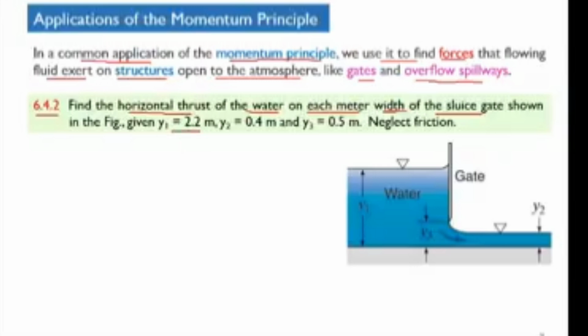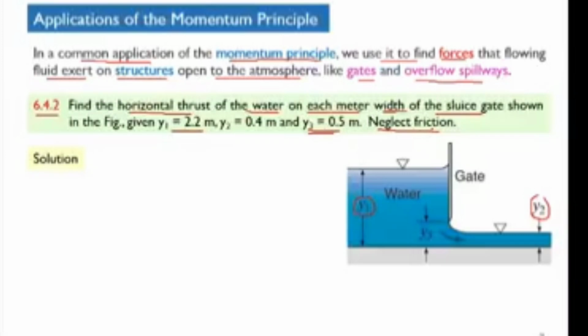So we are given y1 equal to 2.2 meter. This is y1, 2.2 meter. y2 is 0.4 meter. This is 0.4 meter here, y2. And y3, that is the depth of water under the gate, is 0.5 meter. Now in the question it is stated to neglect the friction. So we have to neglect the friction.